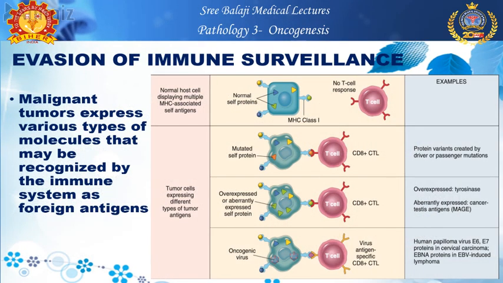And then the tumor cells also evade the immune surveillance by multiple factors. Normally, with mutated normal self proteins, there is no normal host cell displaying multiple MHC associated self antigens, so there is no T cell response. But if the tumor cells express different types of tumor antigens, the protein variants are created by different driver or passenger mutations.